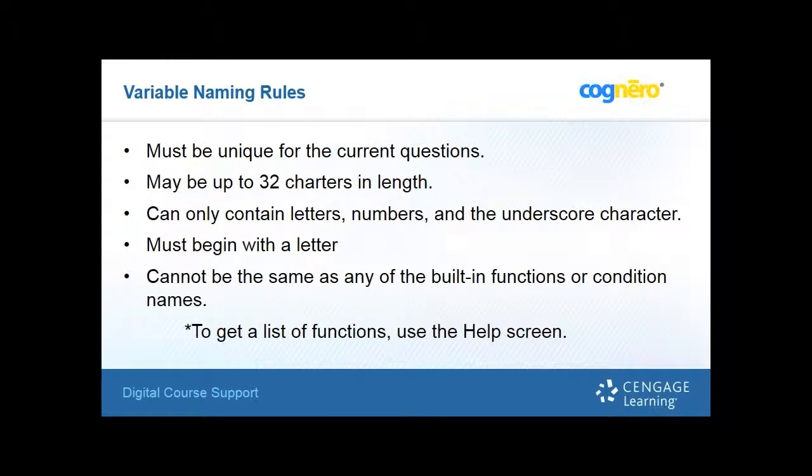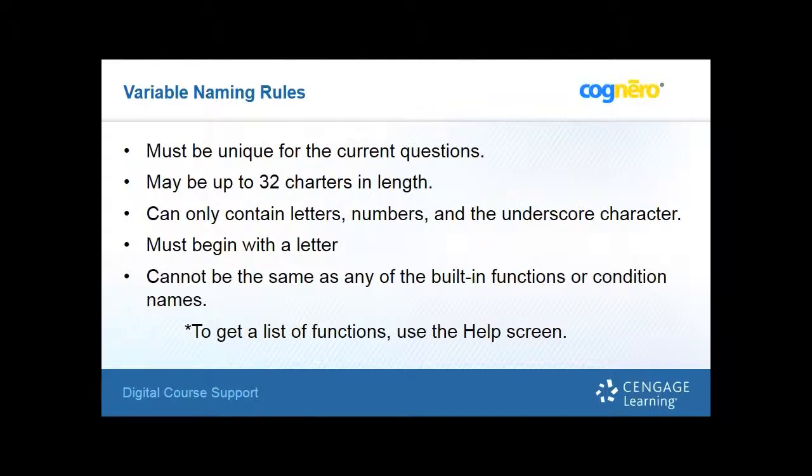Here is a list of the variable naming rules. A variable must be unique for the current question. It may be up to 32 characters in length, can only contain letters, numbers, and the underscore character. It must begin with a letter and cannot be the same as any of the built-in functions or condition names.